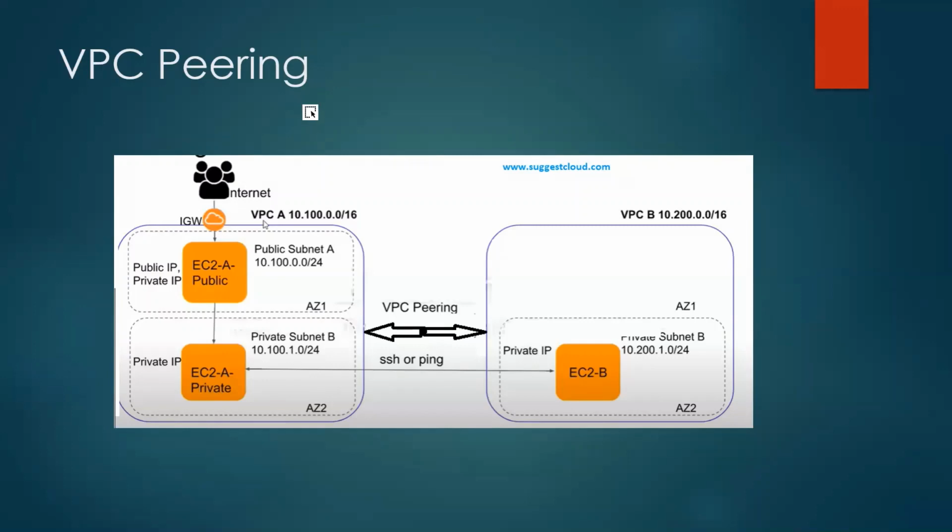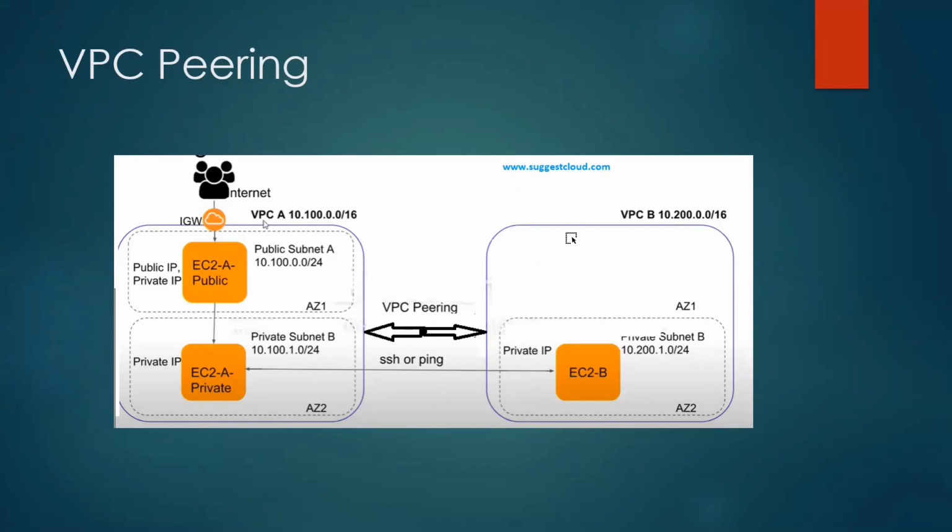In this VPC peering demo session, we are going to create two VPCs. You can see VPC A with the CIDR block 10.100.0.0/16, and in this VPC A we have a public subnet and a private subnet with the CIDR blocks 10.100.0.0/24 and 10.100.1.0/24, and both are in different availability zones. In the public subnet, we are going to create an EC2 instance, which is publicly accessible through the internet gateway, and an EC2 private instance, which is a private instance.